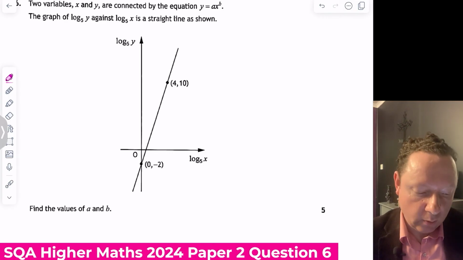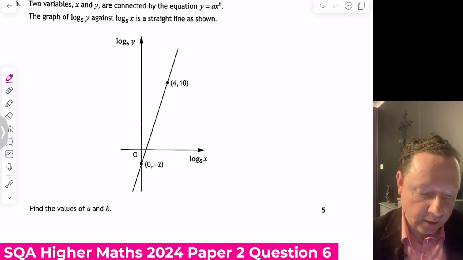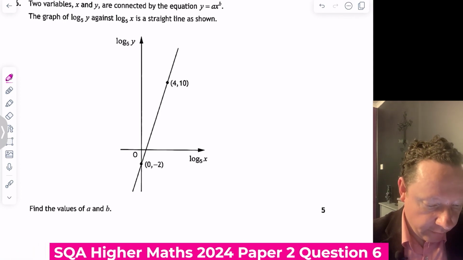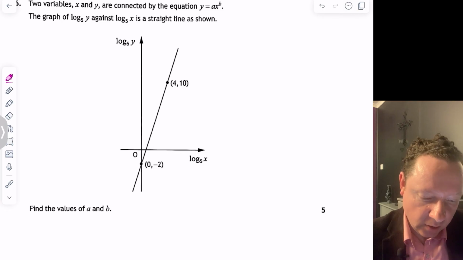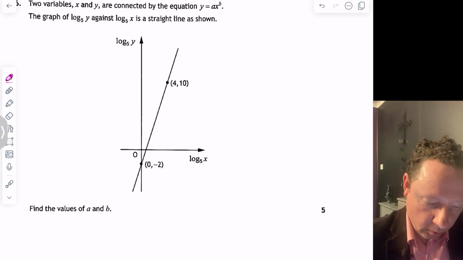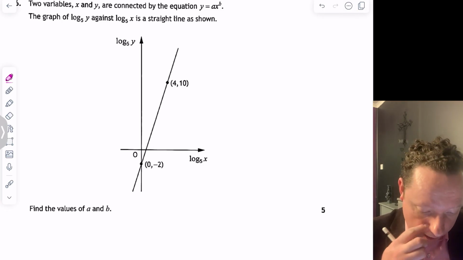SQA Higher Maths 2024 Paper 2 Question 6. Two variables x and y are connected by the equation y equals ax to the b. The graph of log 5 y against log 5 x is shown and it's a straight line. So we've got log 5 y by log 5 x and we need to find a and b.